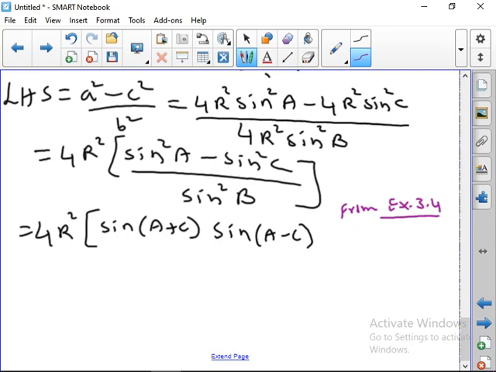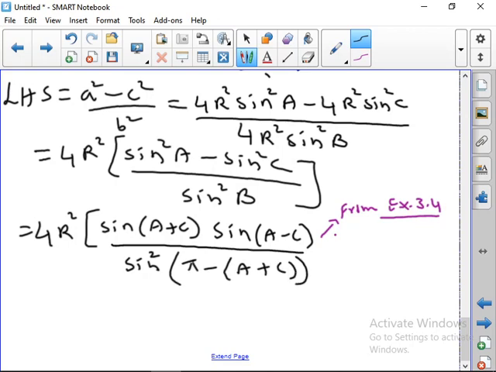Sin square A minus sin square B can be written as sin A plus B into sin A minus B. So using this only we are writing. This result is taken from that exercise, divided by sin square B, and B can be written as pi minus A plus C.